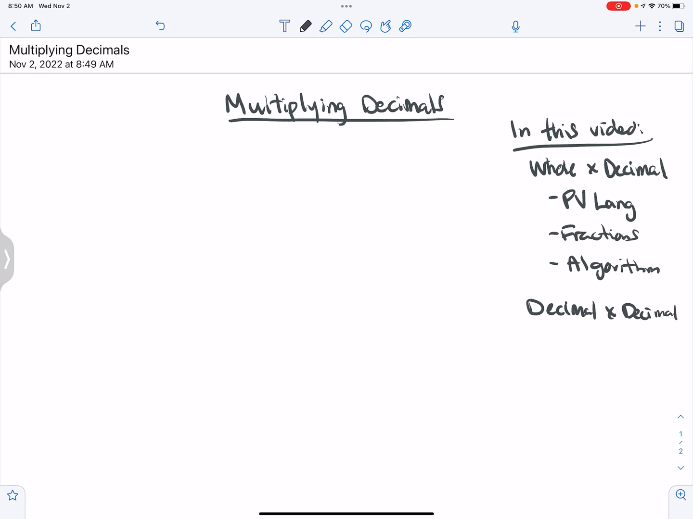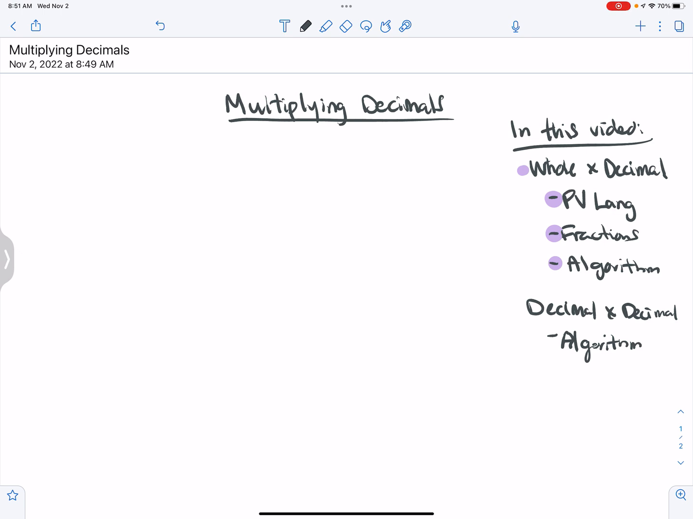In today's video, we're going to be looking at multiplying decimals. To start out, we'll be looking at a whole number times a decimal using three different strategies. First, how we can leverage place value and place value language, using equivalent fractions, and then finally getting into the algorithm. Once we've reviewed those strategies, then we'll move into decimal times a decimal, and that one will just focus on the algorithm because that is going to be the most efficient and most common strategy.